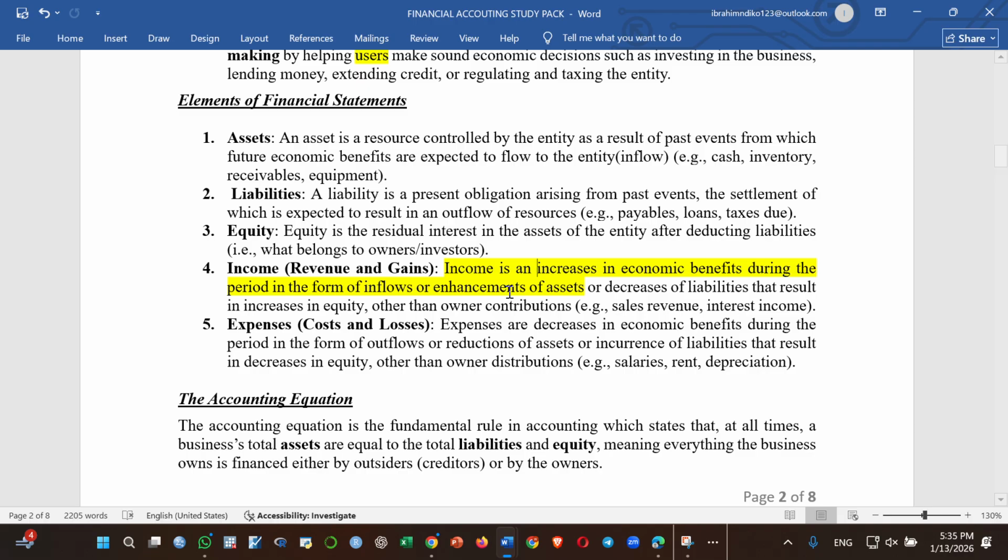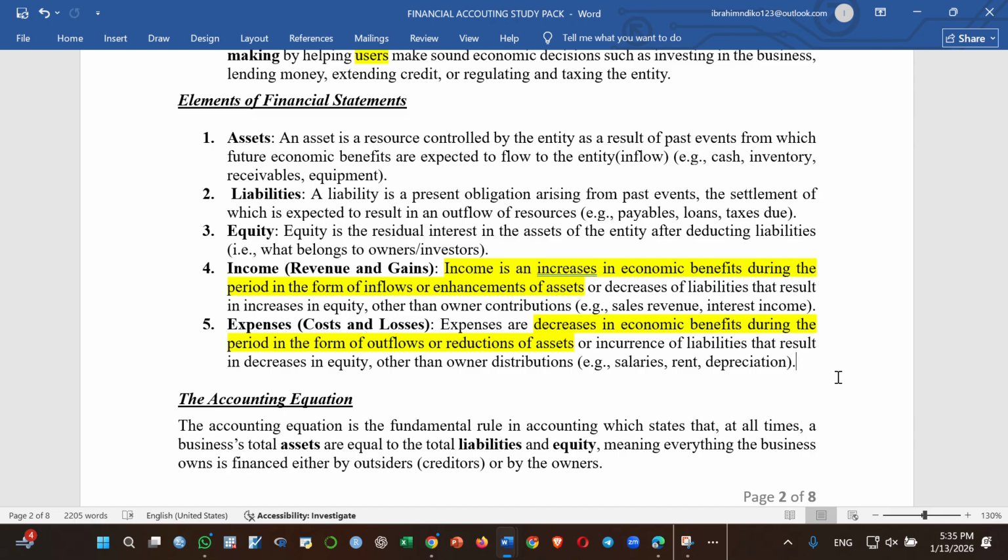Then an expense refers to a decrease in economic benefit during a period in the form of outflow or reduction in asset. Up to that point, that would be a very good definition. The rest you can remove. The rest you can do away with. So look at that. A decrease in economic benefit, for example, when you pay rent as a business. That is a decrease in form of money. So kama ulikuwa na 20,000 ukalipa rent ya 10,000, umebaki na 10. So it may reduce from 20 to 10. So that 20 to 10 is a decrease in economic benefit.